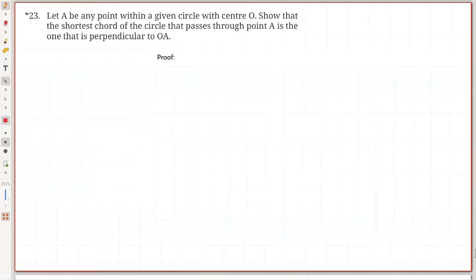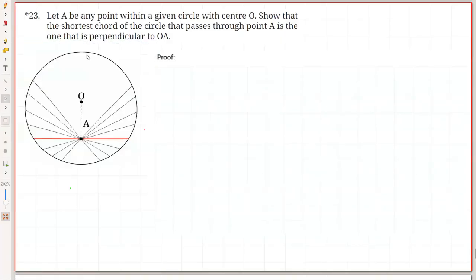First of all, we'll go with the diagram. I'm taking a circle, with A any point within the given circle and O the center. Now I have to show that the shortest chord of the circle passing through A is the one perpendicular to OA. This is the perpendicular, the only one that is perpendicular to OA.